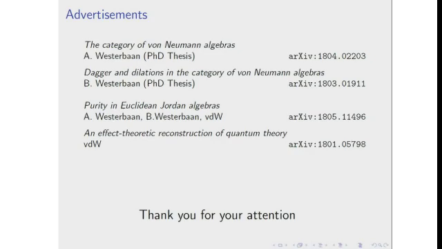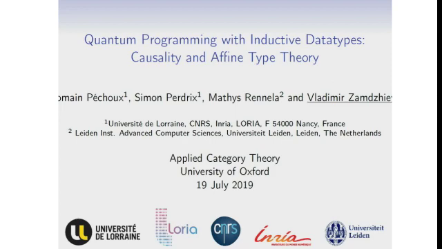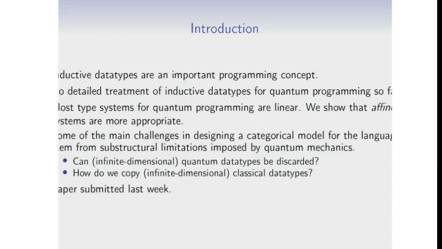I'm going to betray my physics origins and I'll be talking about quantum programming, inductive data types again, and a few more buzzwords in the title. So causality, a lot of people are talking about causality now, but this is very important. I didn't include it just to be cool. Okay, so inductive data types again, super important. If you don't have inductive data types in your programming language, then what's the point of living?